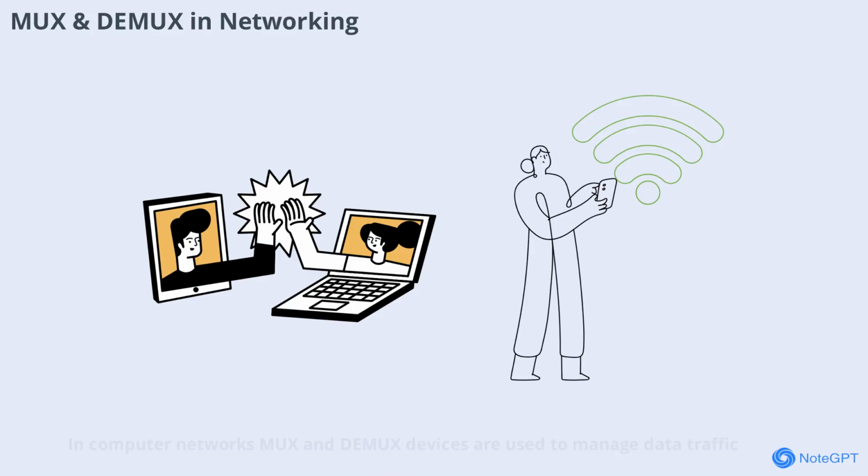In computer networks, MUX and DEMUX devices are used to manage data traffic. Multiplexers combine data streams from different users for transmission, while demultiplexers separate them at the receiving end. This process is essential for efficient use of network bandwidth and infrastructure.